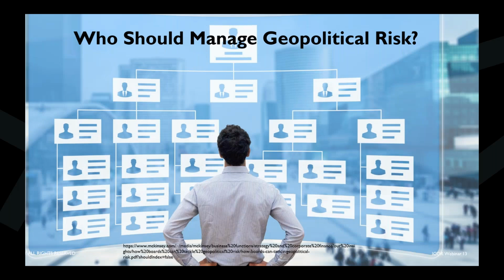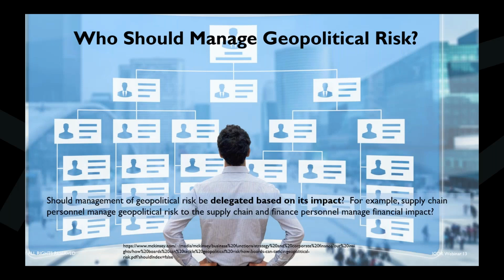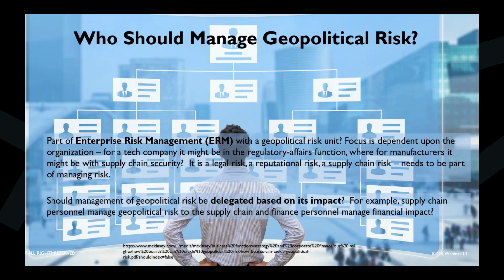So I'm kind of posing this at the front end. Who should manage geopolitical risk? Should management of geopolitical risk be delegated based on its impact? A lot of us in business continuity focus not so much on the cause, but on the impact. So should supply chain people manage geopolitical risk of the supply chain and the finance people manage financial impact? Should it be part of enterprise risk management?